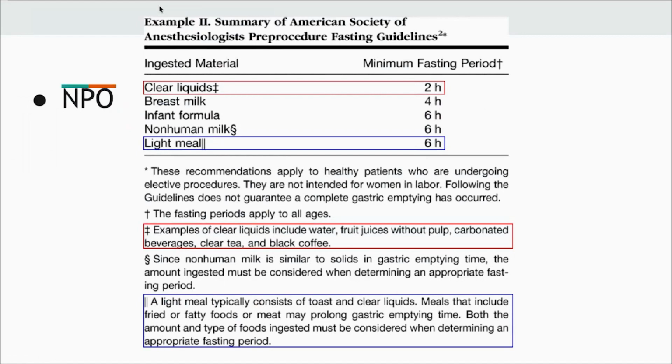It's 2 hours for clear liquids. And you see a light meal is 6 hours. That typically consists of toast and clear liquids or similar. If they've had any fried or fatty foods, that goes to 8 hours. And for an elective procedure, we would be at risk if a patient aspirated and we did the case before 8 hours.